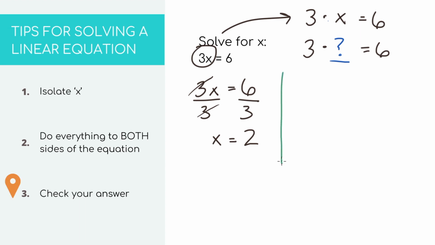When we check our answer and plug it back into the equation, we get that 3 times 2, I'm just going to use parentheses here, equals 6, which is true, so the correct answer is x equals 2.